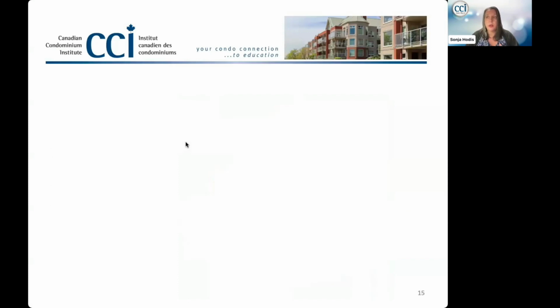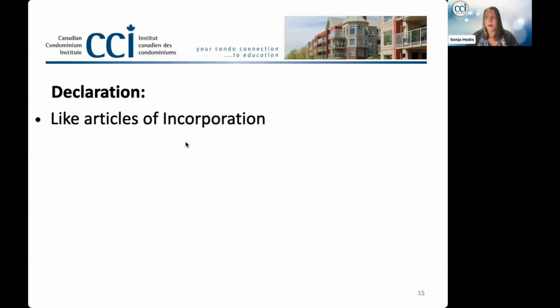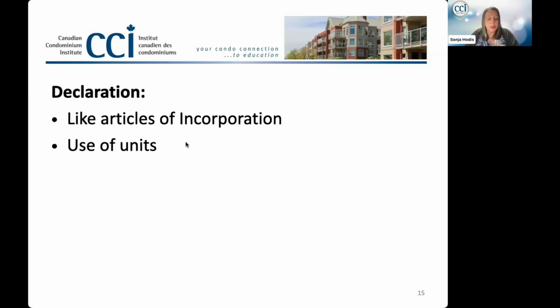So let's get into a little bit more detail on the declaration. Some people call it the Articles of Incorporation. Some people call it the Constitution for the condo. In your declaration, you will have information that will tell you how units can be used. So if there are restrictions on the unit use, that will be one place where you can look for that. It will also tell you what the boundaries of the unit are.